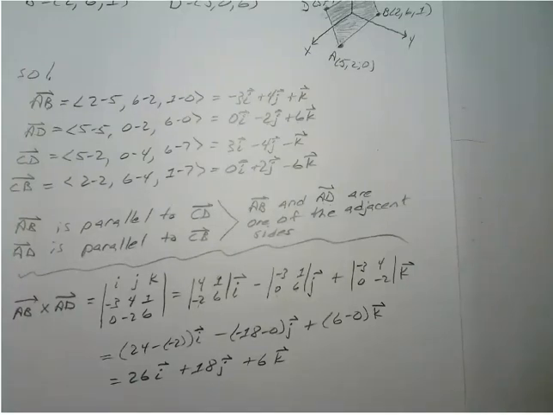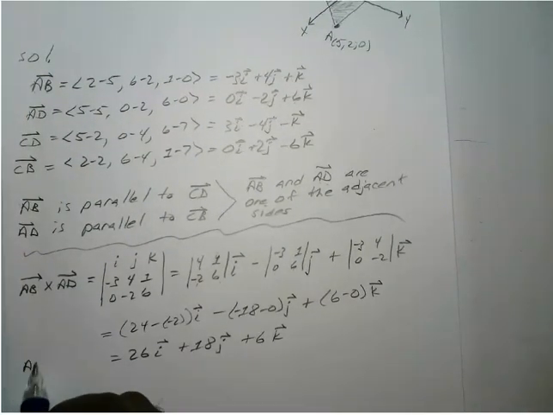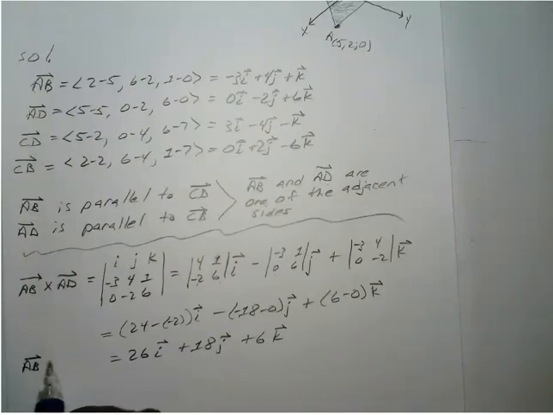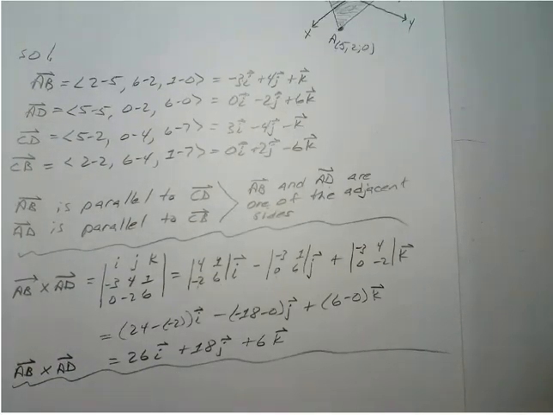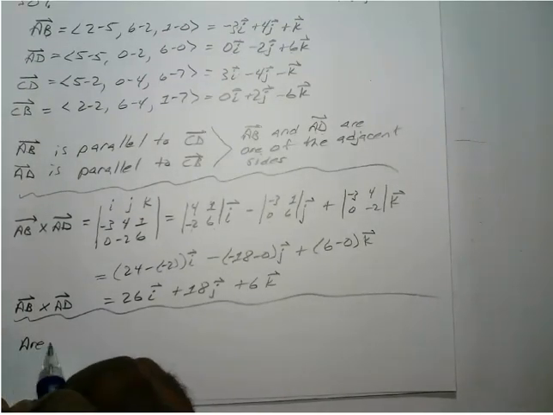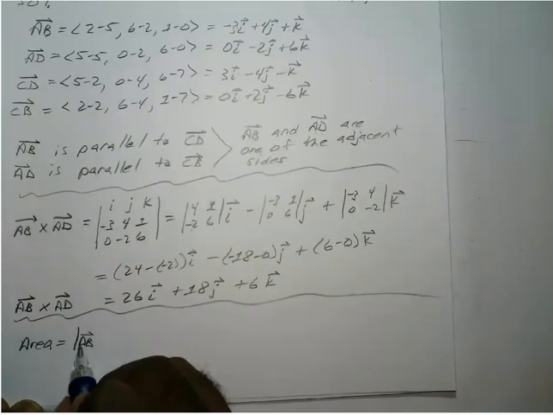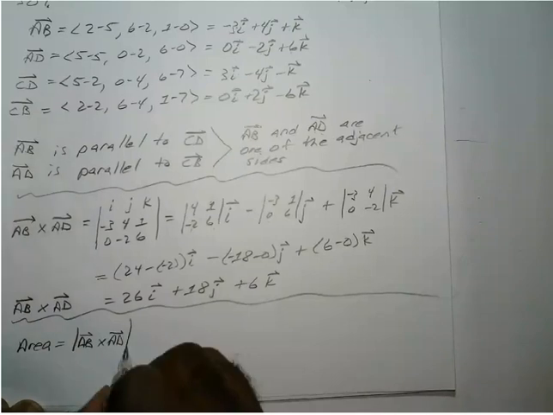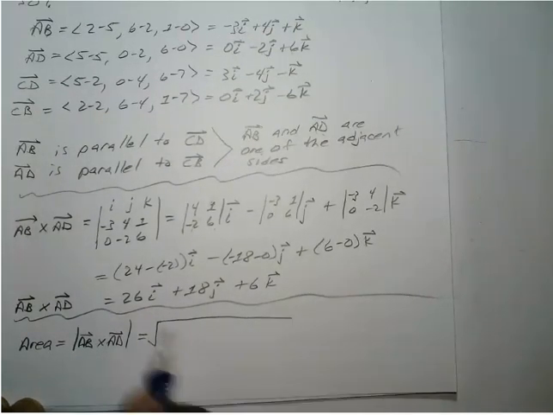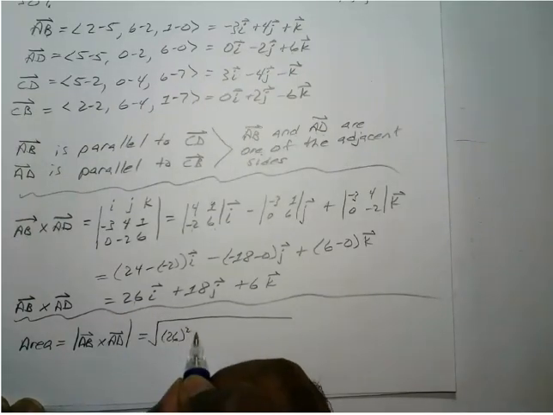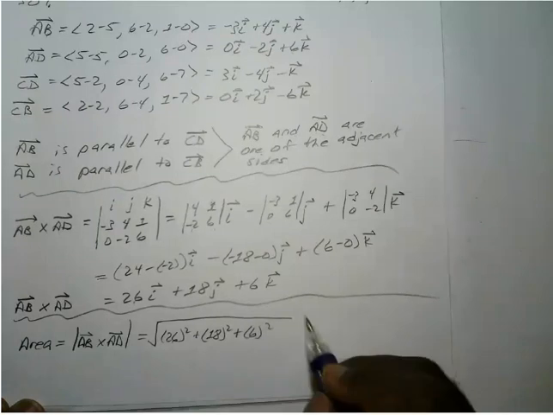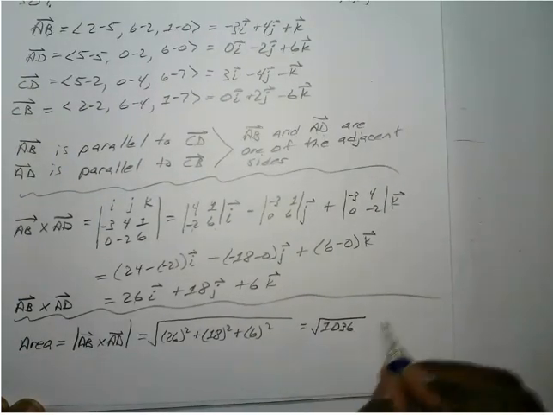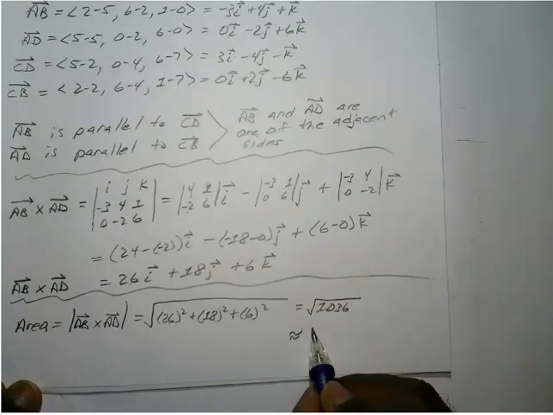All right, so remember, this is the vector AB cross product AD. Now to find the area, we just need the magnitude of that cross product. So our area is equal to the magnitude of the cross product of the directed line segment AB and the line segment AD, which is equal to the square root of our first component squared plus our second component squared plus our third component squared, which comes out to be the square root of 1036, which simplifies to approximately 32.19.